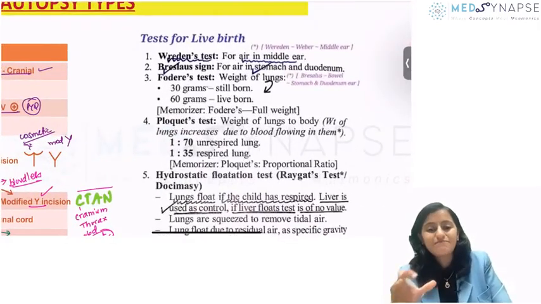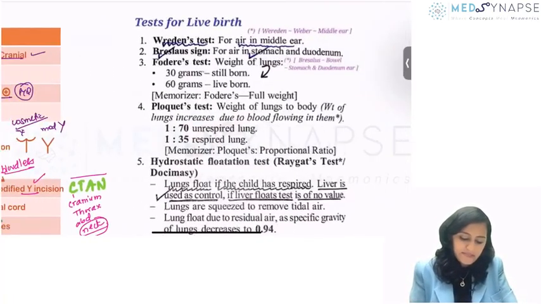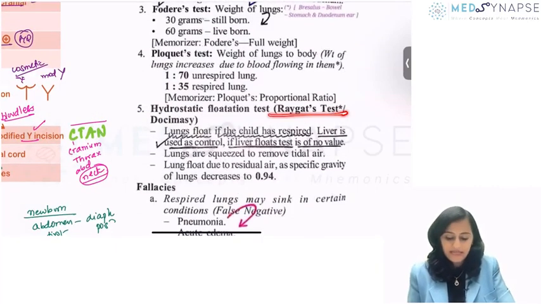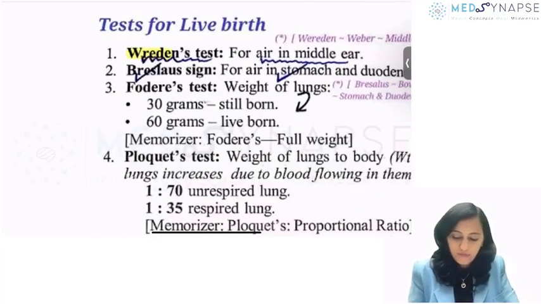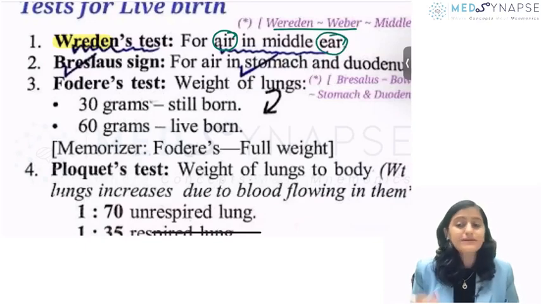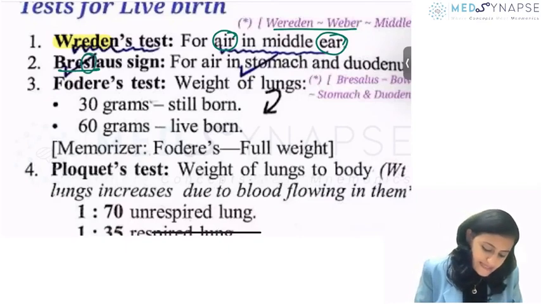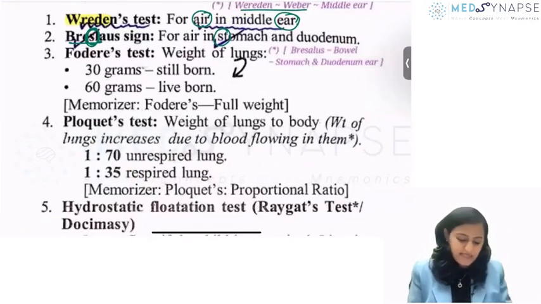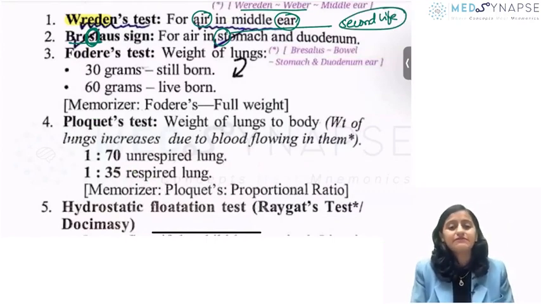Coming to the tests for live birth, might come in your exam. So tests for live birth, remember the names: Redden's test, Breslau test, Fortier's, Plockett's, hydrostatic flotation test called as Raygat's test. I'll tell you how to remember all of this. So Redden's test, similar to Weber's. You know, Weber's we do for the ear. So in the Redden's, you are testing for air in the middle ear. In the Breslau, this is for air in, remember Breslau is S, so air in the stomach and the duodenum. Okay, remember this is Breslau, stomach wala kaun sa hota hai, the second life test. Okay, the Breslau second life test.